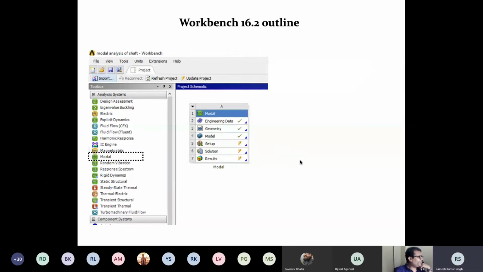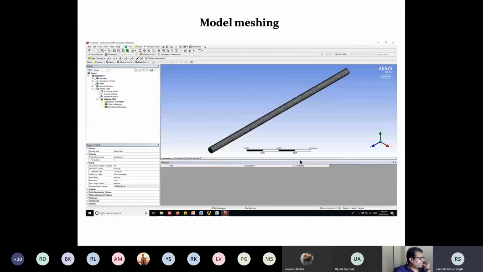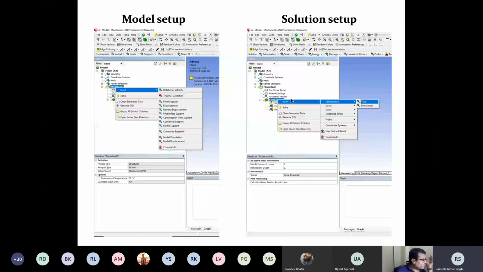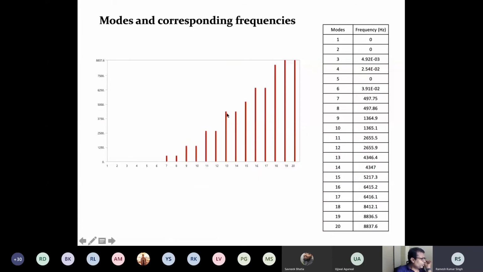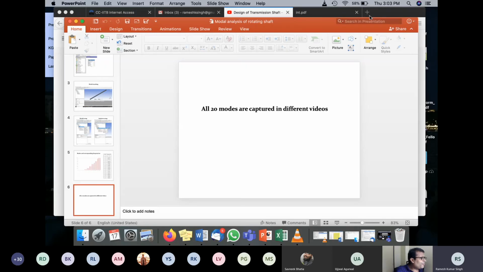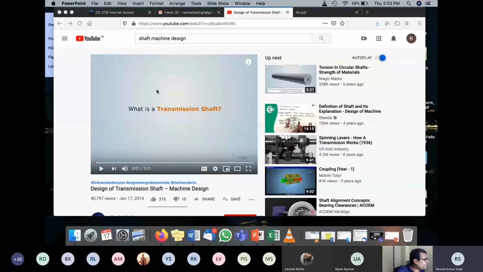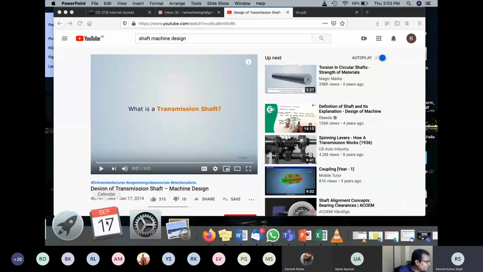So basically, if you have to do modal analysis of a shaft, you have a shaft, you do the meshing, and then you ask it to do modal analysis. It can give you all the frequency modes. It says the first mode occurs at 0 frequency. The second mode occurs at 492. So basically it shows where the critical frequencies of the shaft will occur and what kind of rotation will be there in the shaft. Let me show you some of the videos which we have.